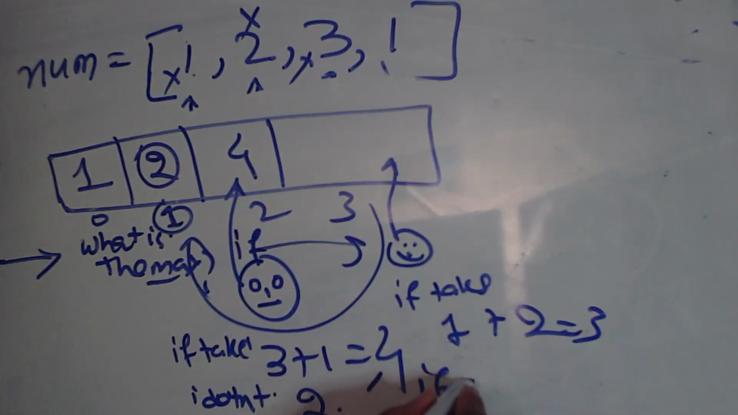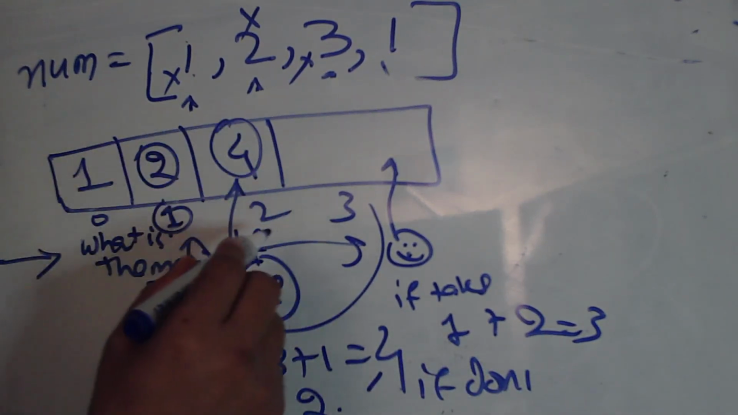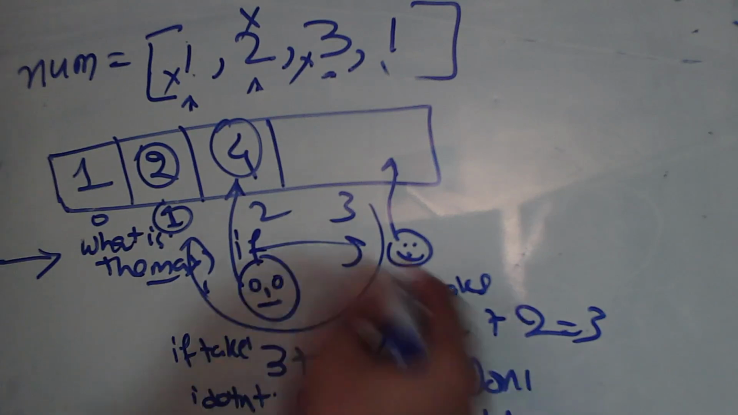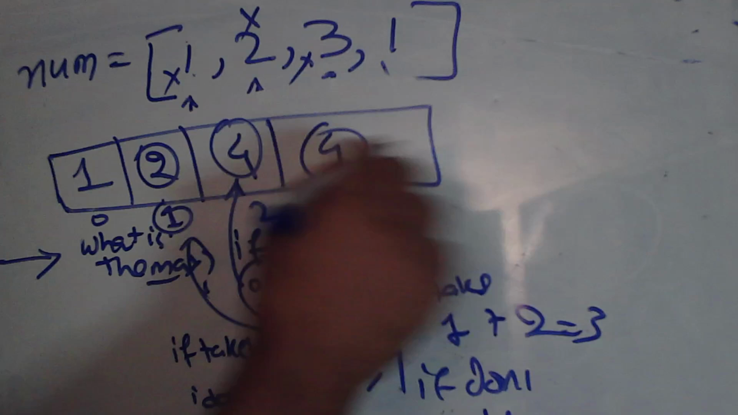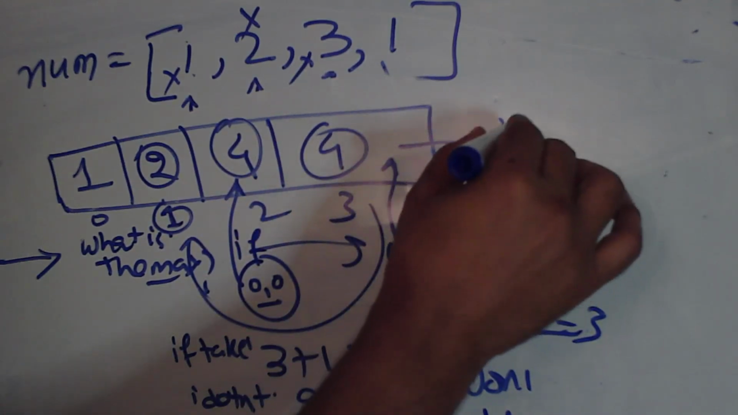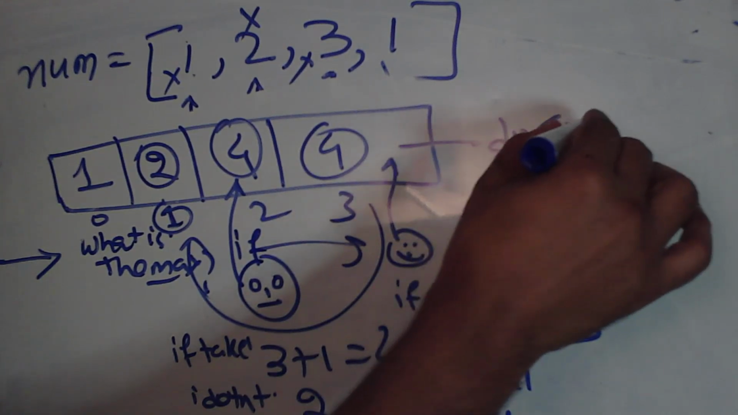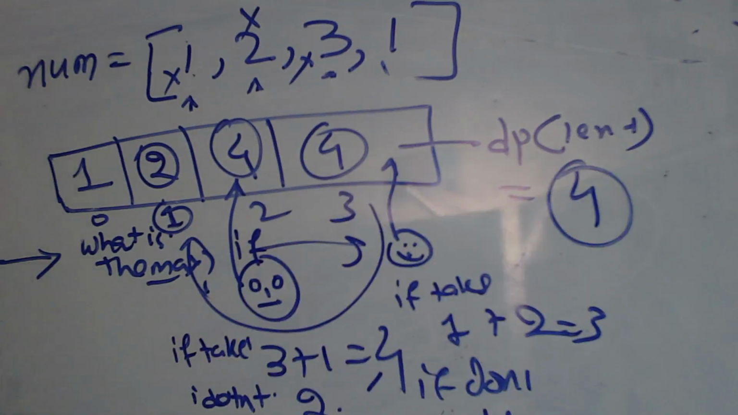If he doesn't take it, he can only take the second house, right? And that is 4. So what will be the maximum? It is 4. So our answer will be the last value of our DP. That is 4. Hope you are clear. It's a very easy problem.